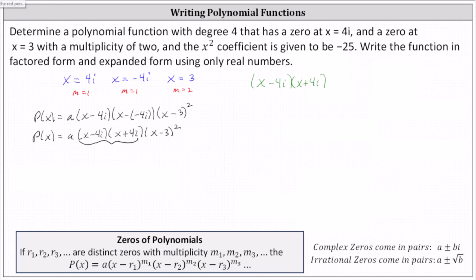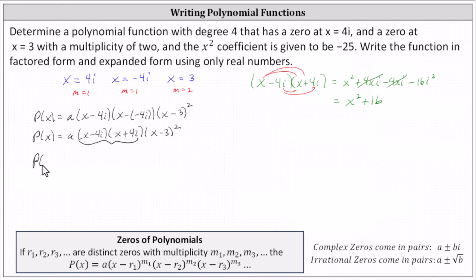I'll go ahead and show all four products, 1, 2, 3, and 4. We have x squared plus 4xi minus 4xi, and then minus 16i squared. Simplifying, 4xi minus 4xi is 0. i squared equals negative 1. We have x squared minus 16 times negative 1, which simplifies to x squared plus 16.